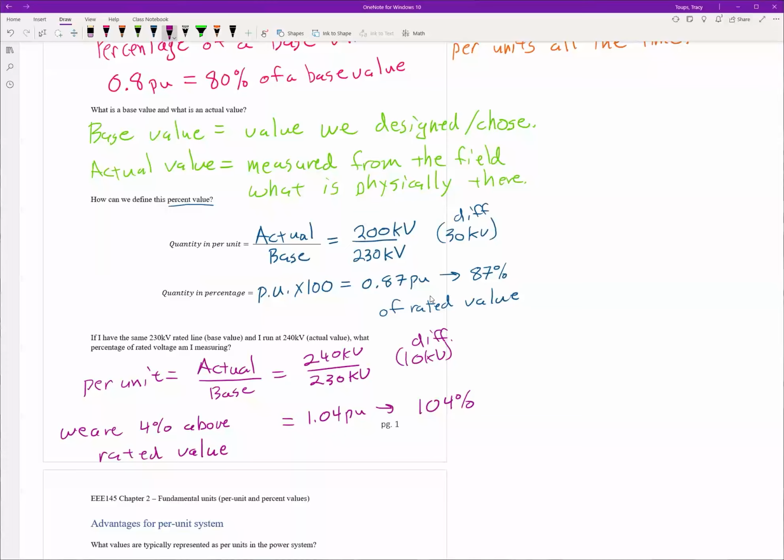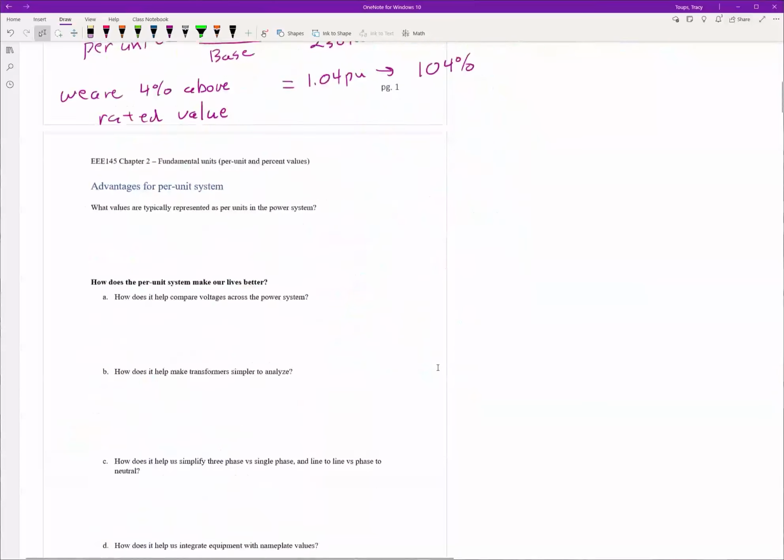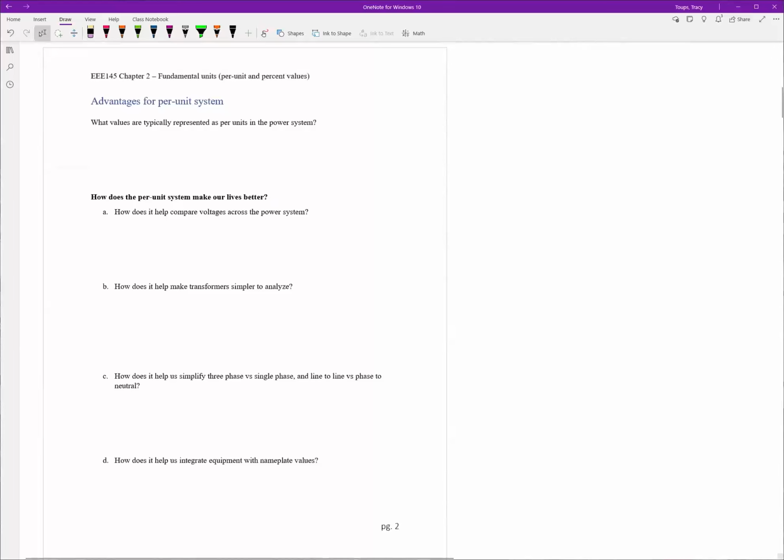IEEE defines that maybe plus or minus 5% from the rated value is okay in the power system. So yeah, 10 kV, oh, I'm scared because that's a lot of voltage, but in reality, it's only 4%. That's actually normal day-to-day activity, right? So this is one big advantage of per unit system: percentages are easier to dictate than hard numbers, right? Okay, so let's keep on going.